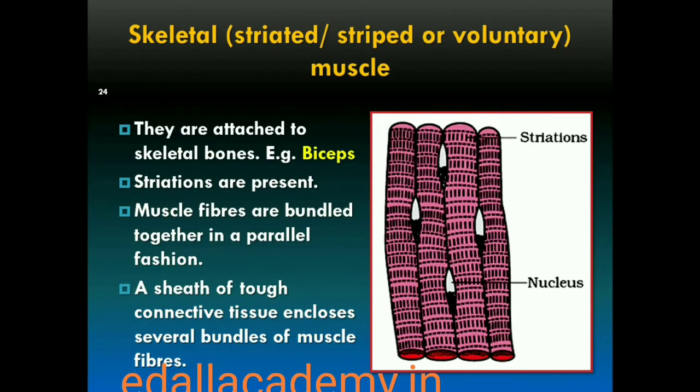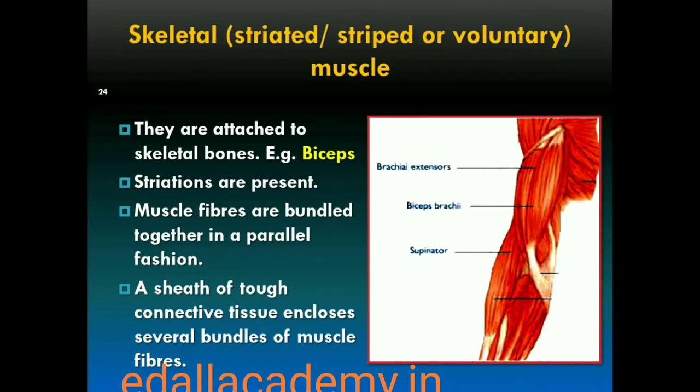Skeletal muscle tissue is closely attached to skeletal bones. In a typical muscle such as the biceps, striated, striped, skeletal muscle fibers are bundled together in a parallel fashion. A sheath of tough connective tissue encloses several bundles of muscle fibers. You will learn more about this in Chapter 20.